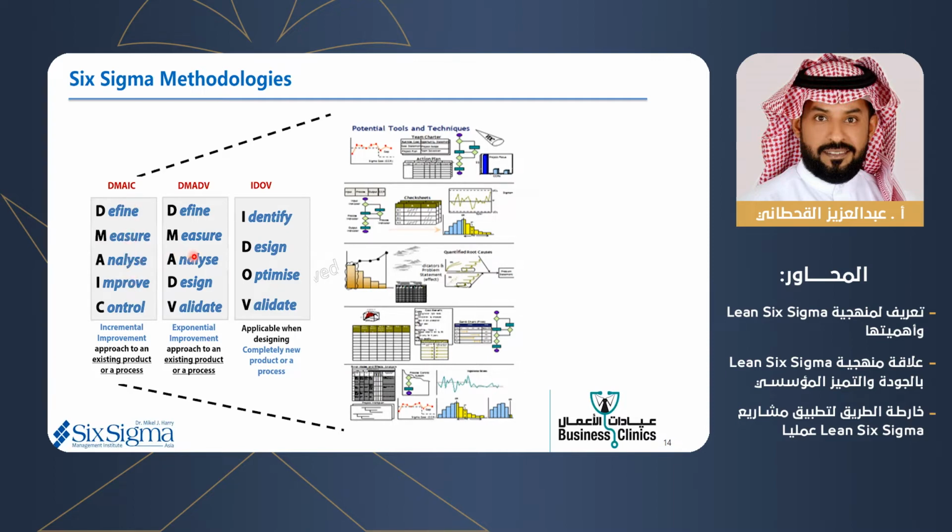The DMADV is also used in existing products or processes, but a little bit wider. It's for exceptional improvement. You need to design the solution and you validate the solution before you implement. And the IDOV is only used when there is no product or process. Let's say in the designing stage or designing phase, we could follow the IDOV.